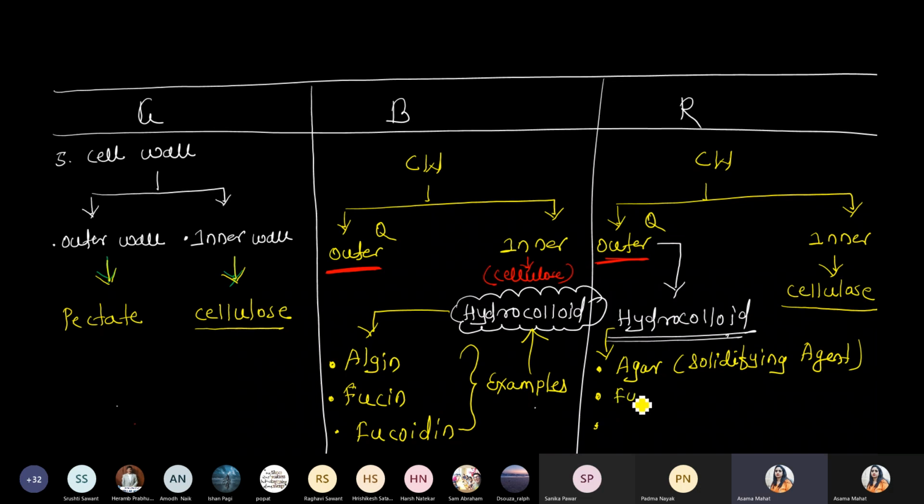Number two, funori. And number three, carrageenan. So carrageenan, funori, and agar are the hydrocolloid materials in the case of red algae. Got it?